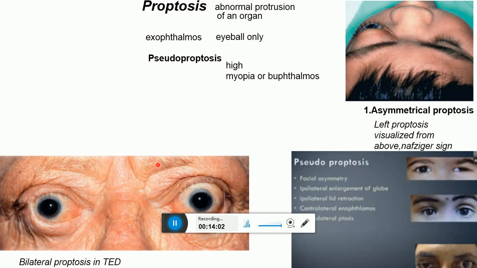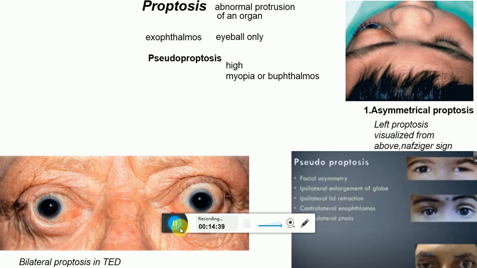The intraorbital portion of the optic nerve is longer. It is 25 millimeter, then the distance between the back of the globe and the optic canal is 18 millimeter. So this allows for significant forward displacement of the globe. So this allows proptosis without excessive stretching of the nerve.